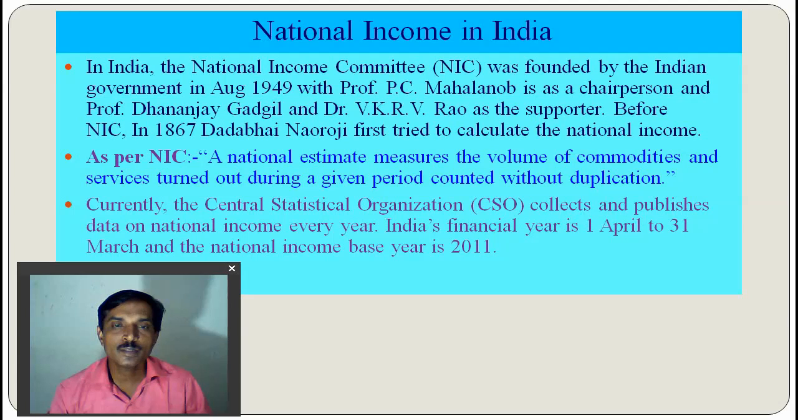The national income estimates the volume of commodities and services turned out during a given period, counted without duplication, is called the national income. So within one economic year, all final goods and services counted without duplication is called the national income, as per the National Income Committee in India. The Central Statistical Organization, CSO, collects the data for national income in India. India's financial year starts from 1st April to 31st March. The national income base year is currently 2011 for the collection of data.